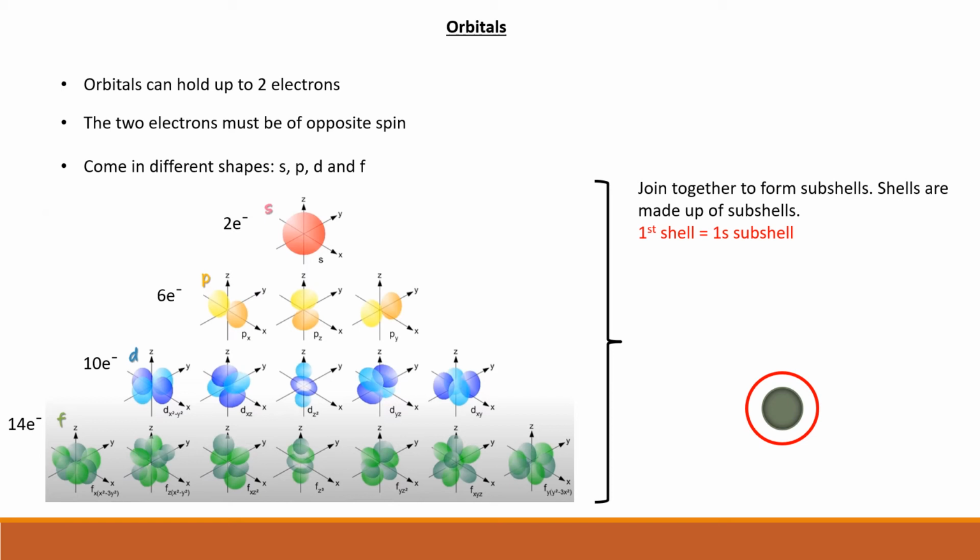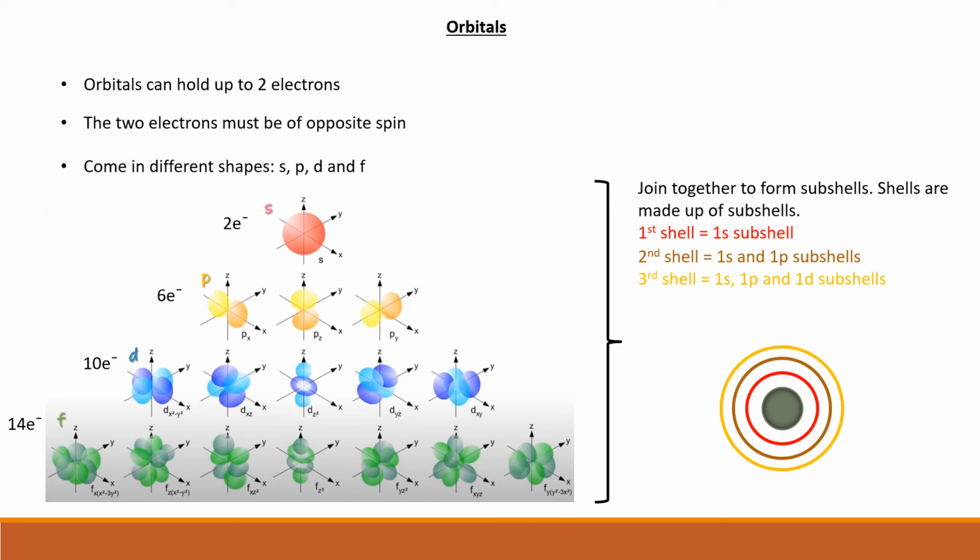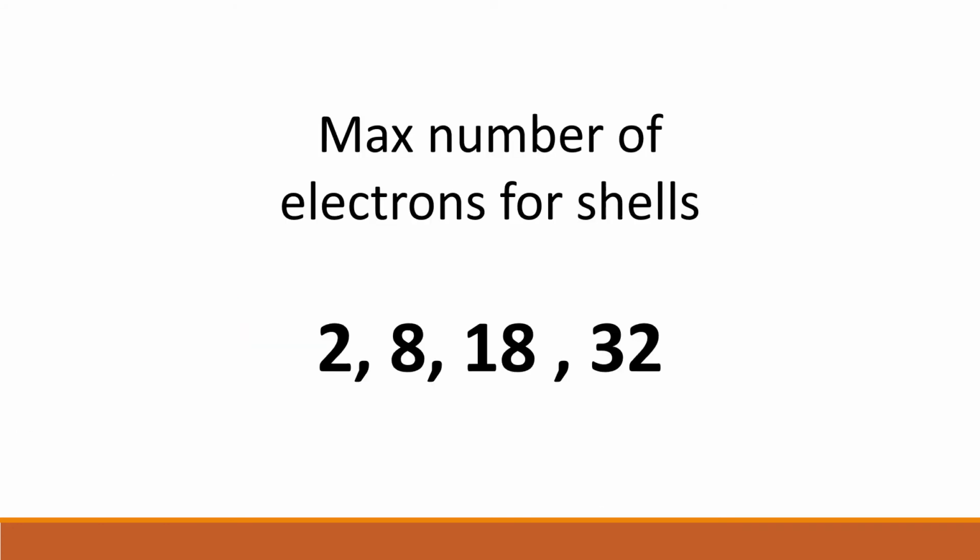So in our first shell here, I've got the nucleus in the middle, and then the first shell around it is 1s, the second shell is 2s and 2p, and the third is 3s, 3p and 3d. Because of these subshells, you can see that shells can hold more electrons than we originally thought.